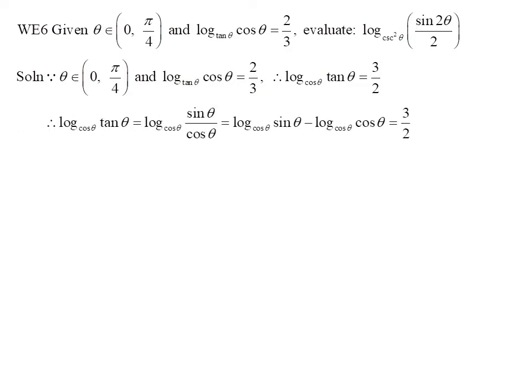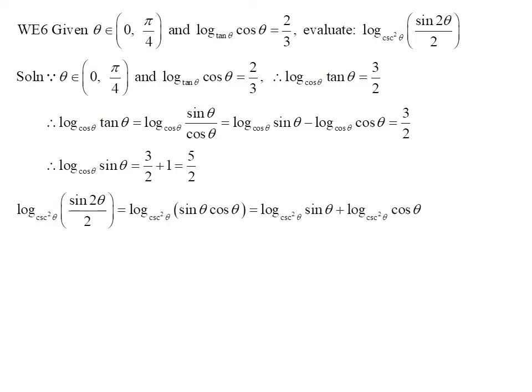So logarithm base cosine theta of sin theta over cosine theta equals logarithm base cosine theta of sin theta minus logarithm base cosine theta of cosine theta equals 3 over 2. Hence, logarithm base cosine theta of sin theta equals 5 over 2. Now let's come back to the composite function we're going to evaluate.